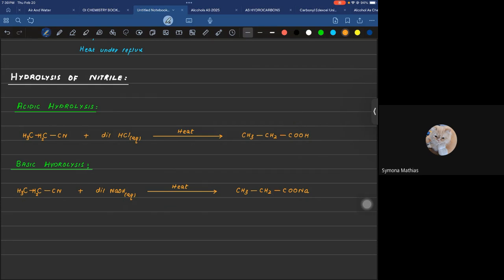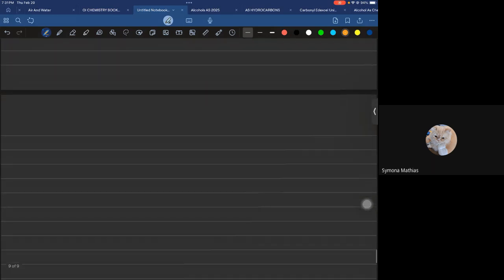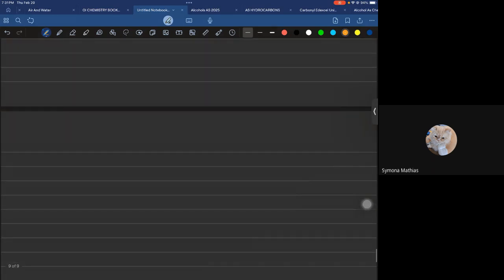Why? Because I'm going to use NaOH. Once the carboxylic acid is produced, since you are using sodium hydroxide, there would be an acid-base reaction. So that's the reason the salt is produced. So there are two types of hydrolysis: one is acidic hydrolysis, another one is basic hydrolysis. This is a straight-away equation, you don't need to write a mechanism, you just need to memorize nucleophilic substitution reaction, okay?